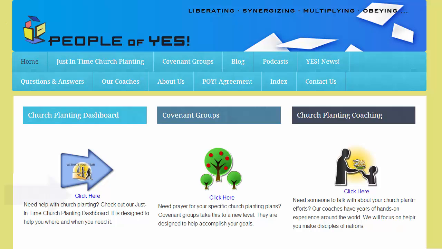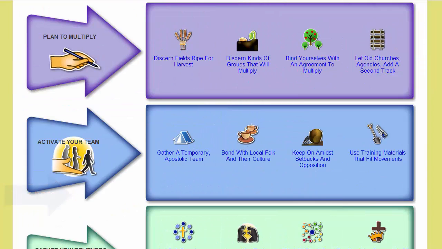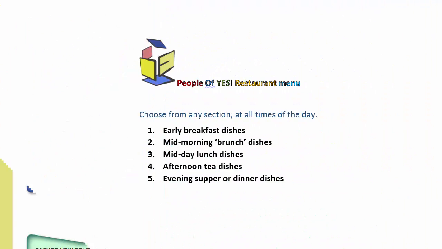Let us take a look at the dashboard. Click here. The dashboard consists of 5 main menus that correspond to the development of a typical church planting movement. We like to compare the dashboard to a menu that you might find in a restaurant. Such a menu might have 5 sections, corresponding to times of the day.